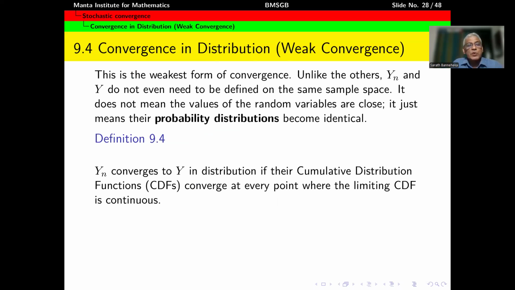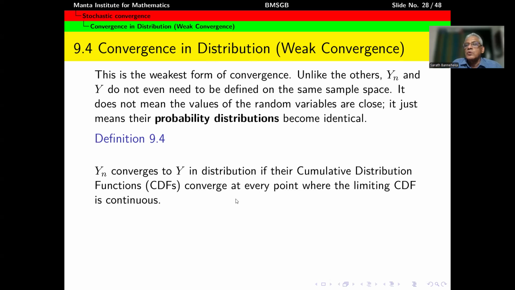So let us look at the convergence in distribution, which is also called the weak convergence. It's called weak convergence because it is probably the weakest form of convergence out of the commonly used types of convergences. Unlike in others, the sequence of random variables yn and y do not have to be defined on the same sample space in this case.